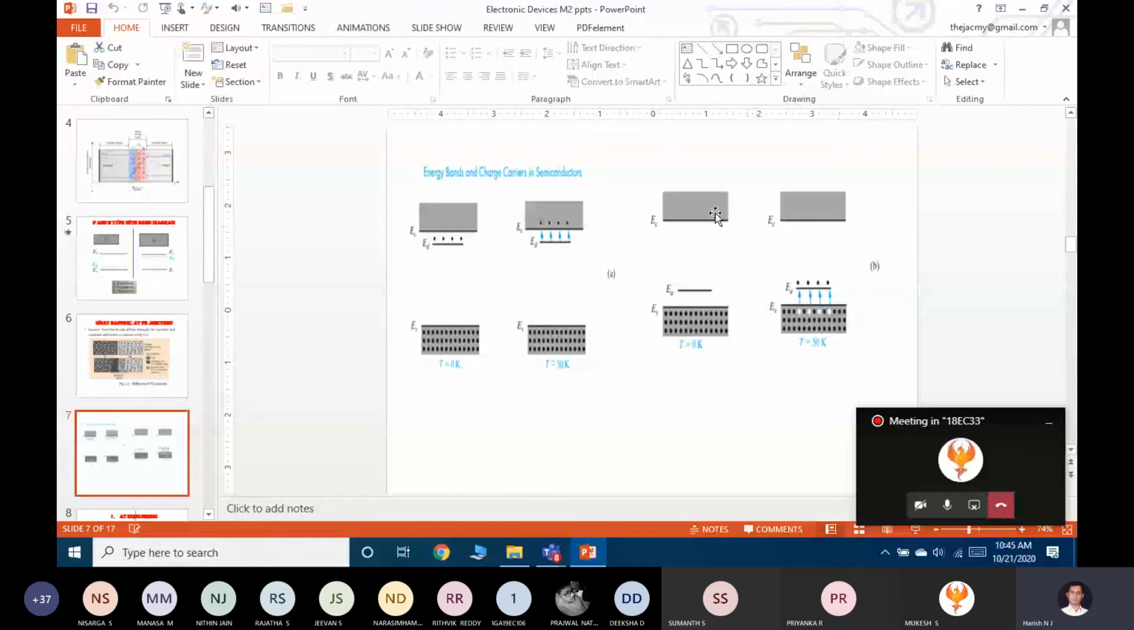Correct. The same way for p-type also. You put the trivalent impurity into the purest form of the silicon, right? When you add trivalent impurity to the purest form of the silicon, one hole is created. That hole occupies this particular energy level position. Acceptor, EA, acceptor. So it is near to EV. When you provide T equal to 50 Kelvin, the holes easily occupy this position and enter the valency band.